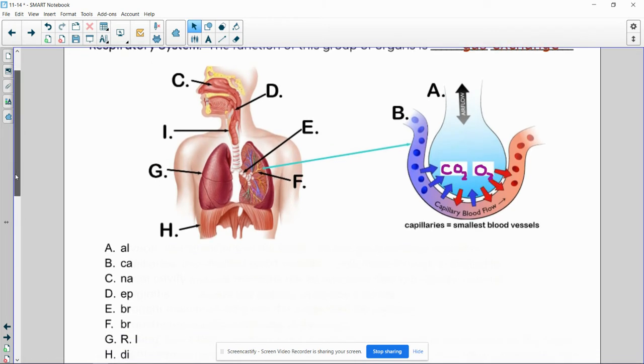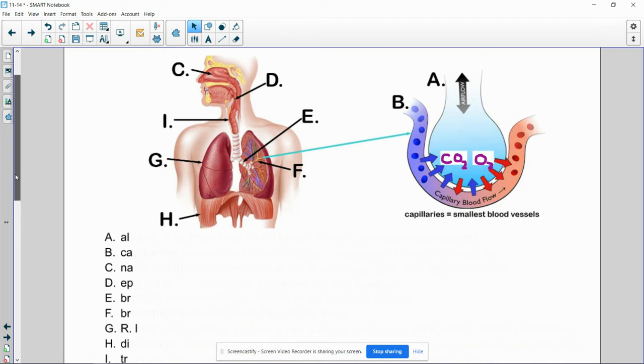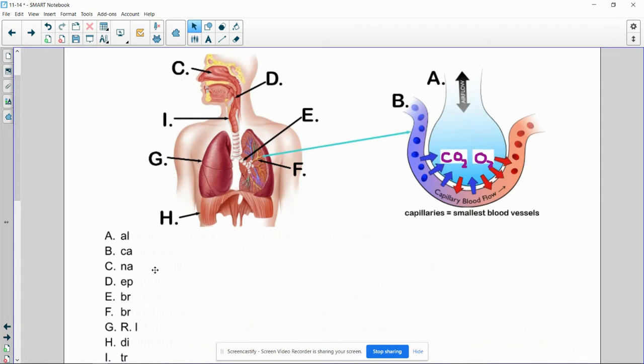So the respiratory system, we could start with any one of these organs really, but I'll just start up here at the nasal cavity, C. So the nasal cavity is responsible for making the air moist, and then the hairs in your nose filter the air before it goes into the passageway that leads to your lungs.